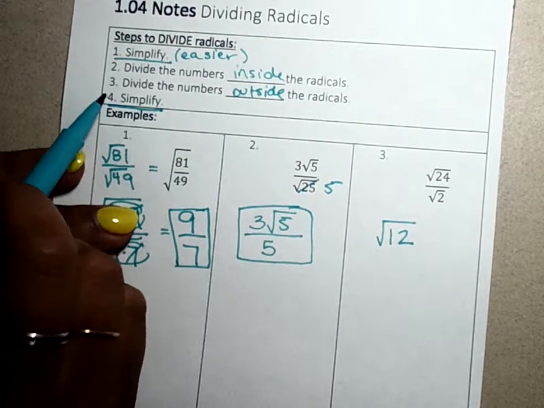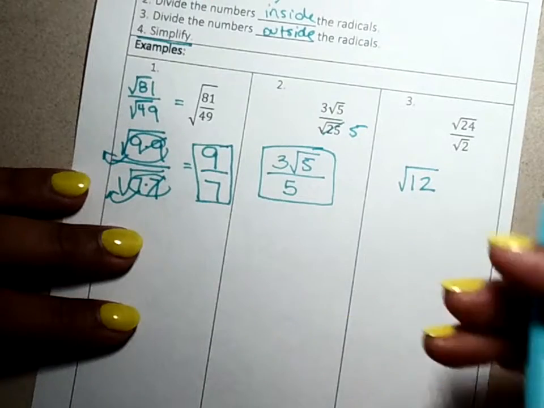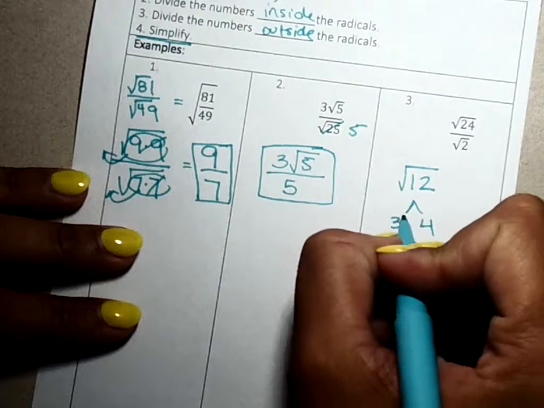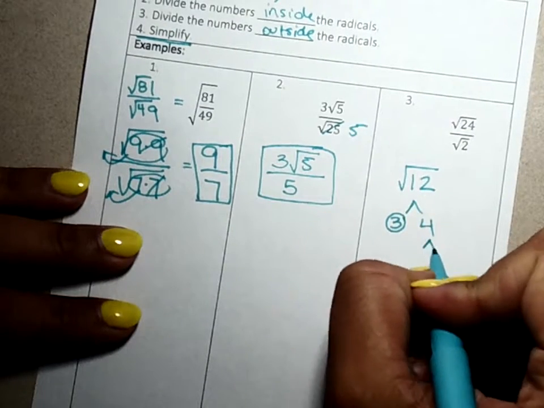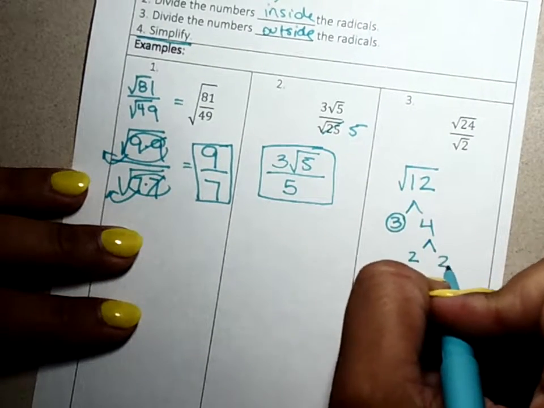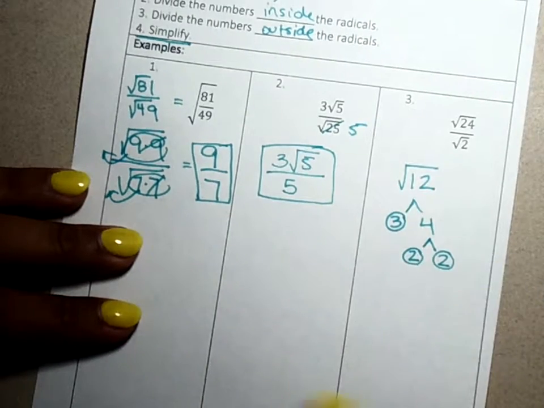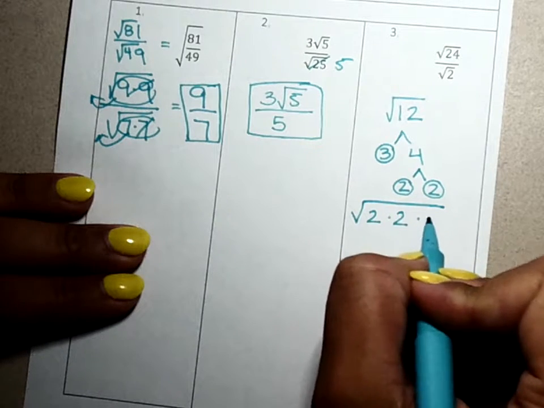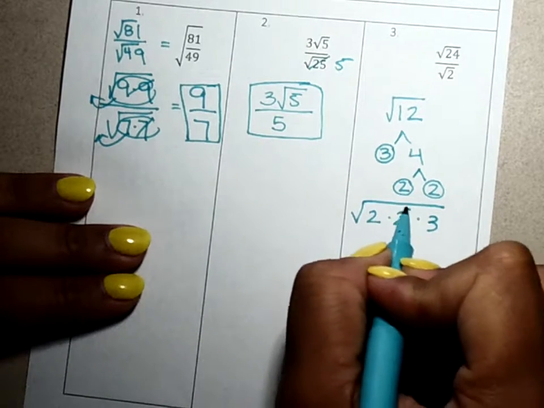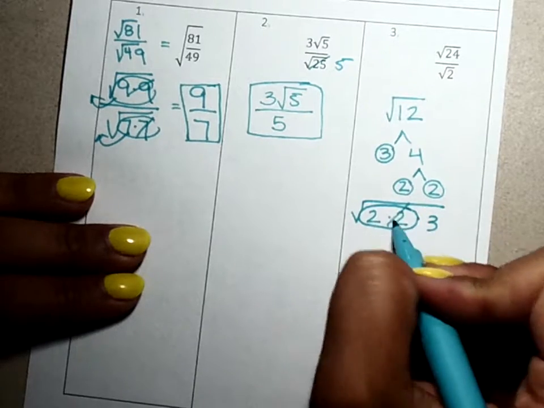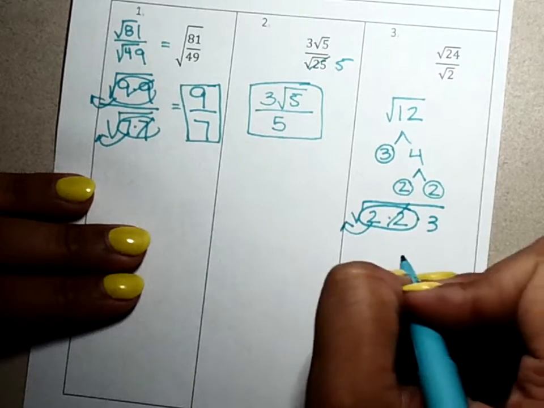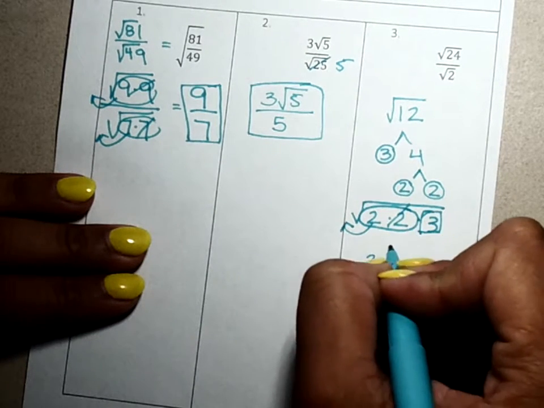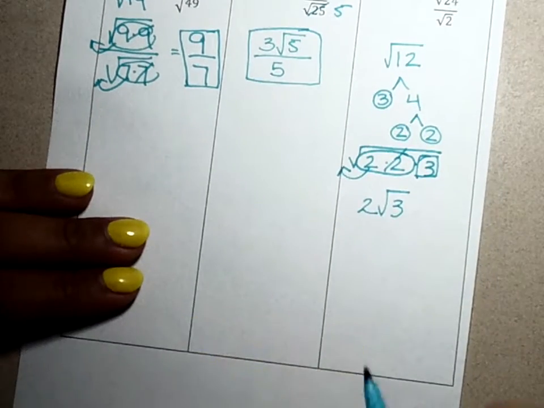Now I'm on step 4, which says simplify. So we're going to use prime factorization. 3 times 4 is 12. 3 can't be simplified anymore. 2 times 2 is 4. I put all of my circled numbers inside of my radical. I circle my pairs. I get to cross one out and bring out the 2, which means I am left with a 2 on my outside, and the 3 has stayed inside, and that is my final answer.